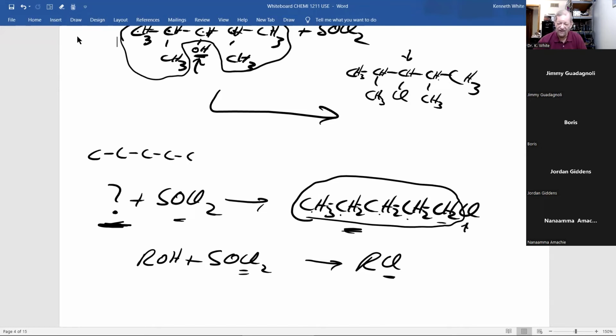Next, on one of the carbons, I have a chlorine. It's the N carbon. In this reaction, the carbon that had the hydroxyl group OH on it will be the carbon with the chlorine. So if this carbon has the chlorine, this end one has to have the hydroxyl group. I know there are 4 bonds to carbon, so I can put in my hydrogens. And that's the answer.